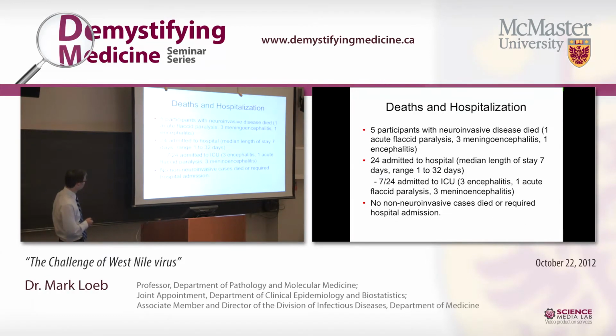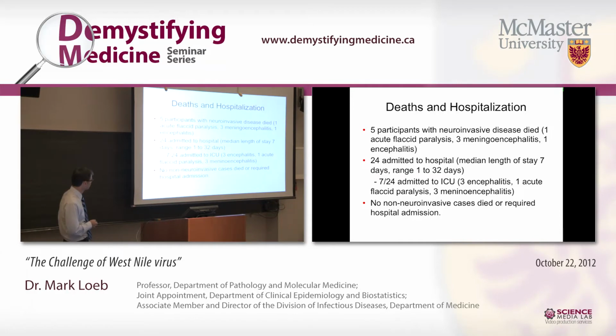There were 5 participants with neuroinvasive disease that died. Okay, so that's an obvious selection bias in our sample, right? Because we want to track what's going on. So the people who were doing well, who survived, were the ones we followed. So one could argue that there is a selection bias here, and that's obvious. So 1 person with acute flaccid paralysis, 3 with meningoencephalitis, and 1 with encephalitis died.